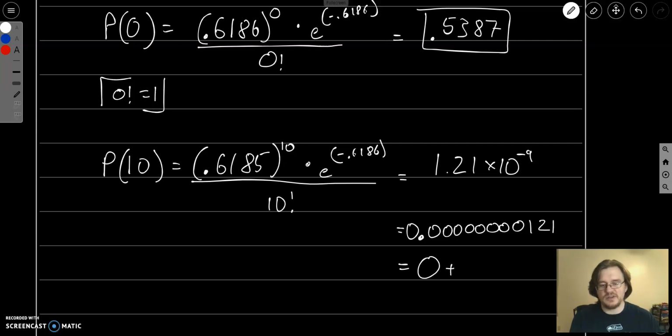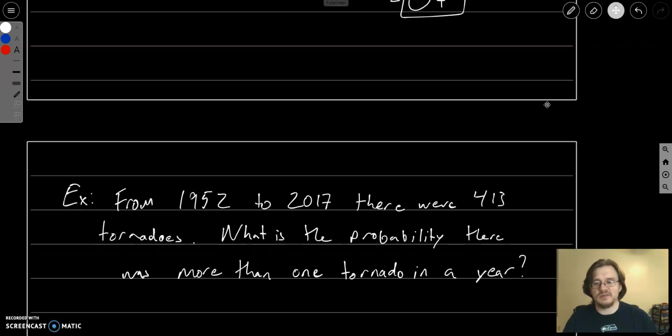So the notation that the book uses is 0 plus, meaning it's not impossible that we could find 10 frogs in a square, but it's very, very unlikely. The probability is only slightly bigger than 0. So again, it's just this formula, and we apply this formula a bunch.